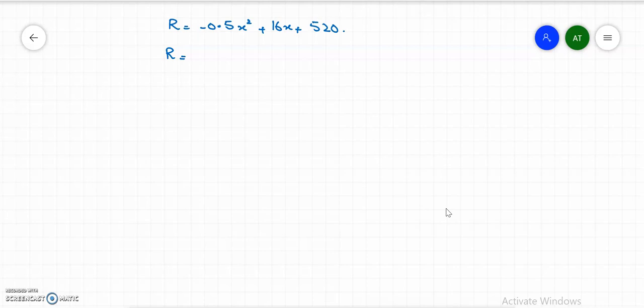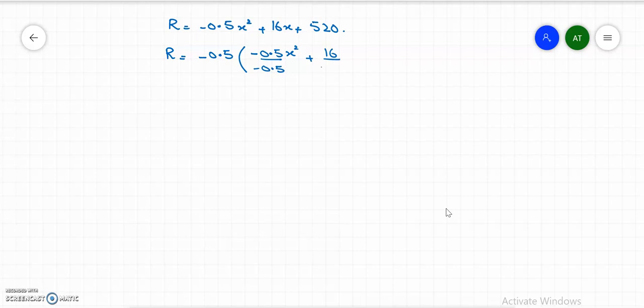So I would like to use completing the square over here. In completing the square, the first step is you need to take a value common from the first two terms. So the a value is negative 0.5. When I take negative 0.5 common from the first two terms, it means we have to divide the first two terms by negative 0.5.